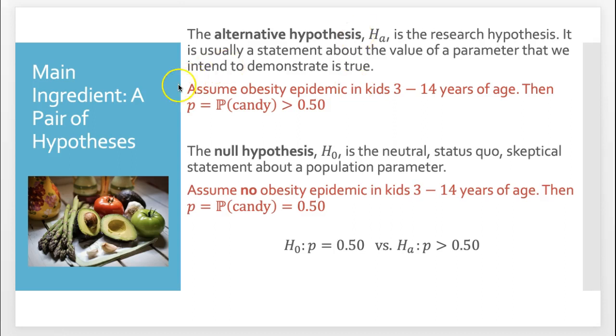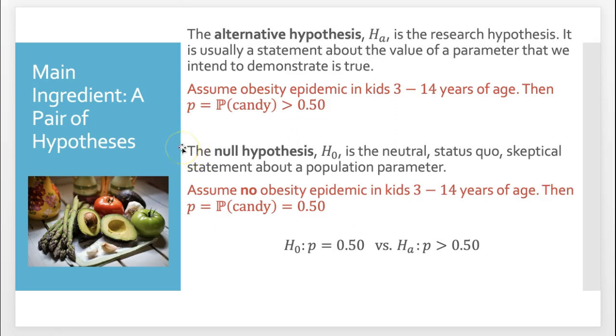So if you remember, when we were doing the trick or treat example, we assume that perhaps there is an obesity epidemic going on in kids aged 3 to 14 years of age. So when they're presented with the candy or the toy, the proportion or the probability of selecting candy was going to be greater than 50%. A majority of them are going to pick candy over the toy. So this is like the research hypothesis. This comes from the study, and this comes from the obesity epidemic that we want to test.